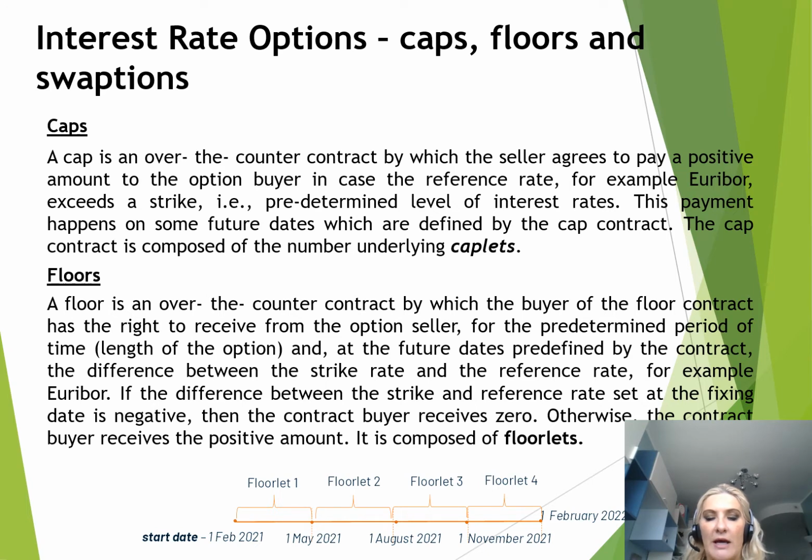So these are the shorter term parts of the floor, the floorlets, and every floor is composed of many floorlets. The same goes for caplets. A caplet is the part of the cap instrument, according to the frequency of payment.